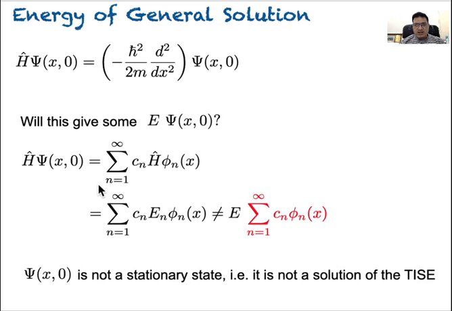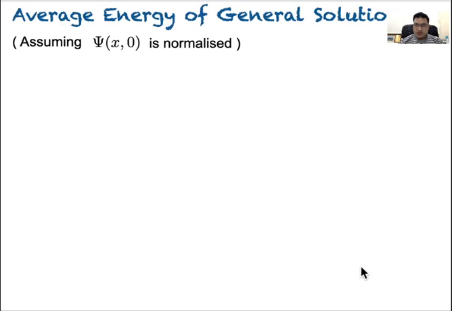It means that psi of x, 0 is not a stationary state, because this does not fulfill the eigenvalue equation. So it means that this is not a solution of the time independent Schrodinger equation. This is the ultimate message that we have got: any general solution of your time dependent Schrodinger equation at t equal to 0 is not going to be a solution of the time independent Schrodinger equation.